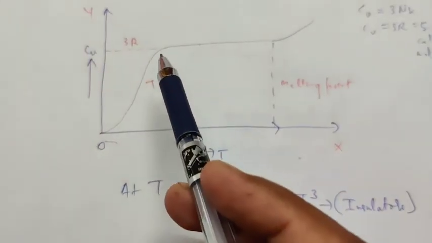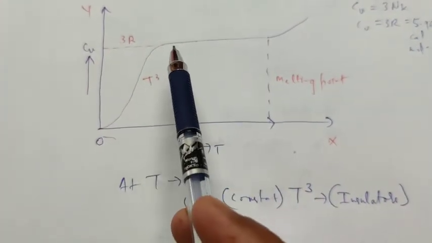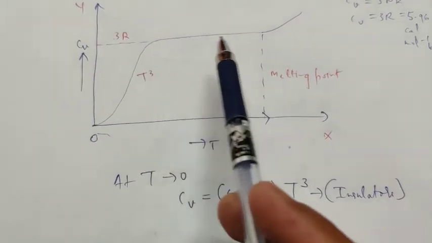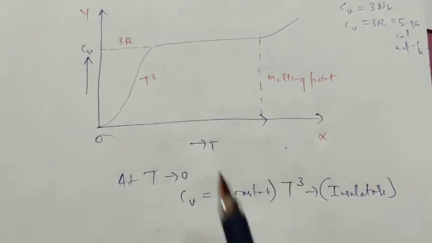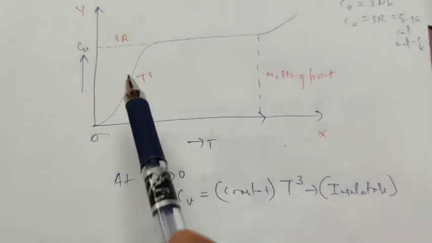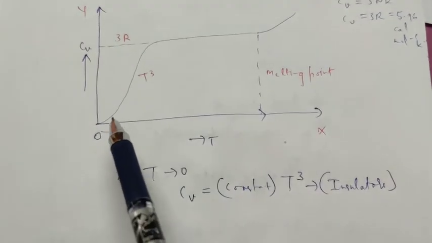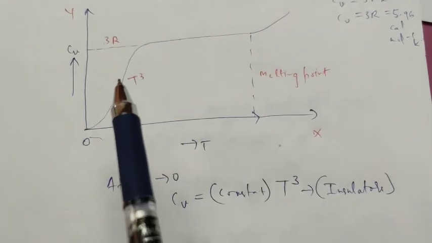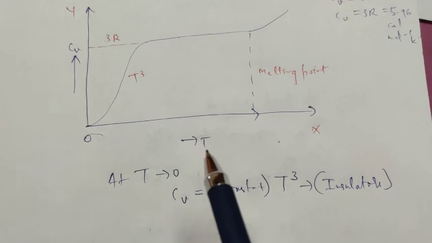And the Dulong and Petit law holds at room temperature: from here to here, up to the melting point, the Dulong and Petit law is followed for room temperature. But for low temperature, the Dulong and Petit law is no longer valid. So it is the drawback of the Dulong and Petit law that it is not followed for low temperature ranges.